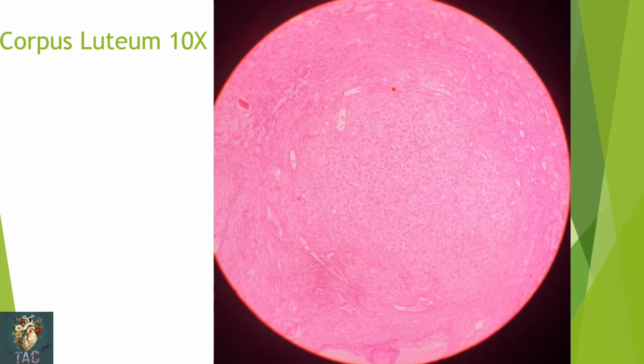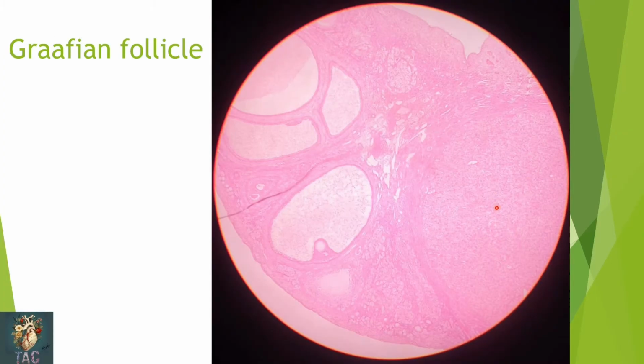Another slide at 10x magnification of the corpus luteum, and surrounding is the ovarian cortex. Another slide, here you can see the corpus luteum as well as the Graafian follicles, one with oocyte, and these three in which the oocyte is not taken into section.